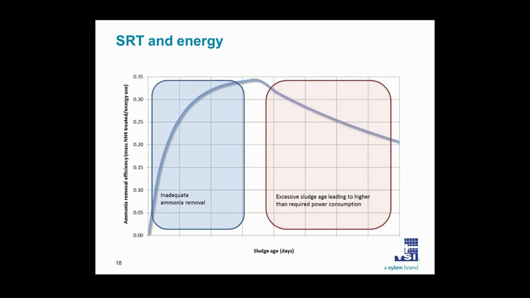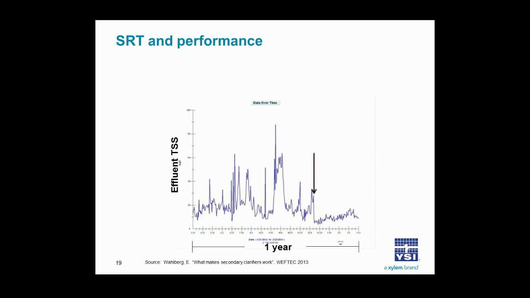Now, besides nitrification, SRT has effects on a lot of other parameters. So for instance, looking at this chart of effluent TSS on the vertical versus time over 1 year of data. And the arrow here indicates where this facility implemented SRT control. And very plainly you can see that prior to the arrow, the effluent TSS is higher and more variable, and after SRT control is implemented, it has more stable and lower values.